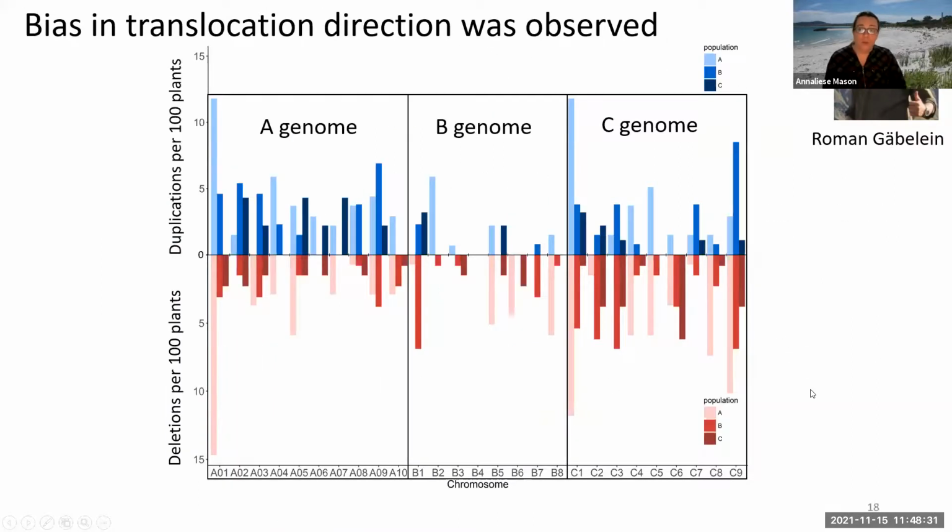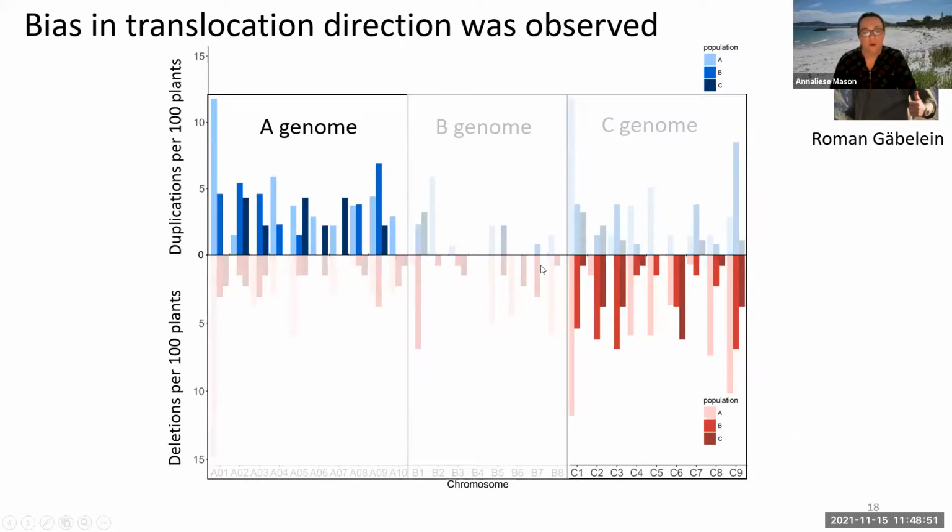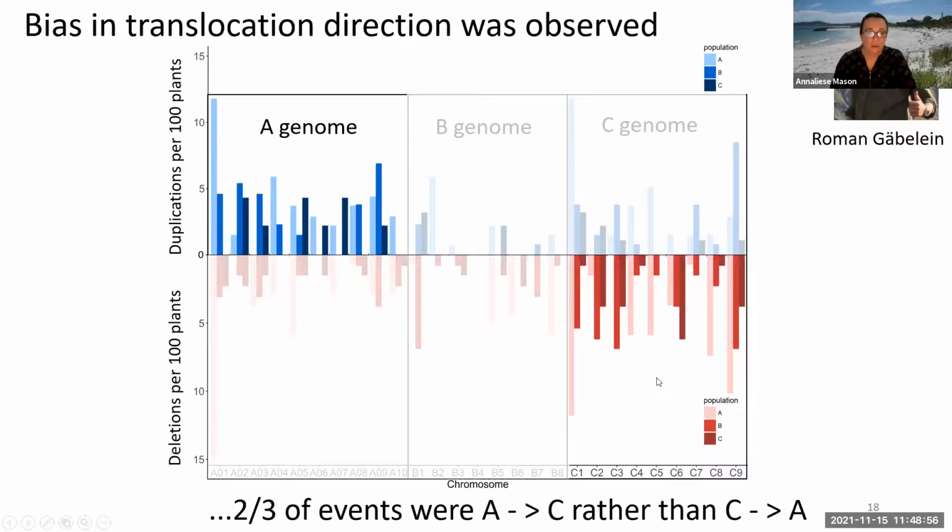Okay, so we also observe some bias in translocation direction. So this might be interesting for this audience. So here, this is duplications in each genome. On the top here in blue, per chromosome down the bottom, so A, B, and C chromosomes, and then deletions per 100 plants in red. And what's interesting here is that we have an overrepresentation of A duplications and C genome deletions. So 2/3 of events were actually A to C rather than C to A. So we're seeing the same selection pressure that we saw last time in the other study, which is a completely independent set of hybrid material.